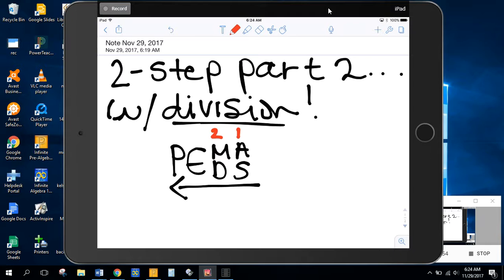So really, our process stays exactly the same because division happens in the same row as multiplication. What we're going to have to do differently here is remember that to get rid of division, we multiply. So let's look at an example.